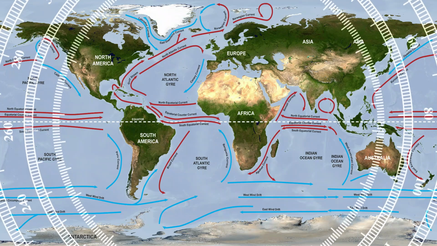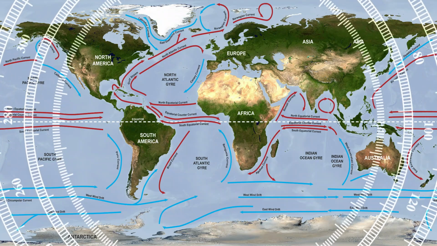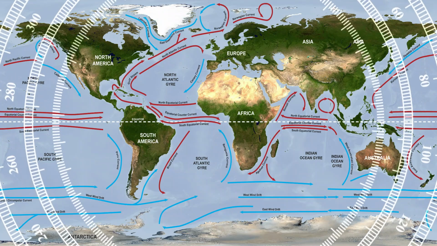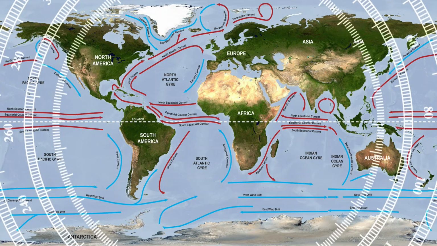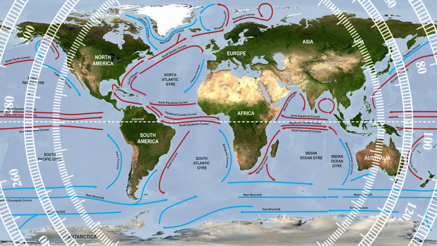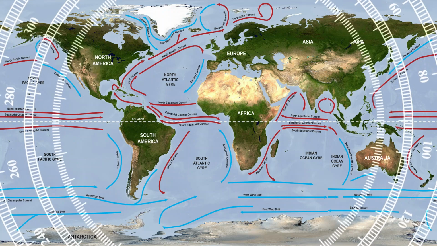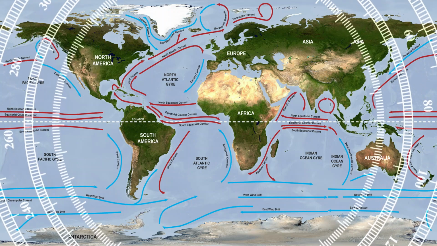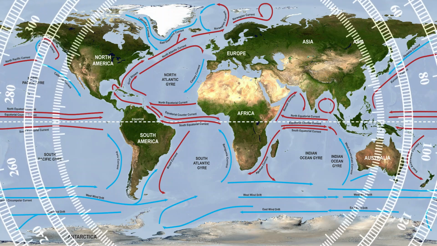Next is a cold ocean current flowing from the Arctic Ocean south along the east coast of Canada. Again, cold ocean current flowing from the Arctic Ocean south along the east coast of Canada.